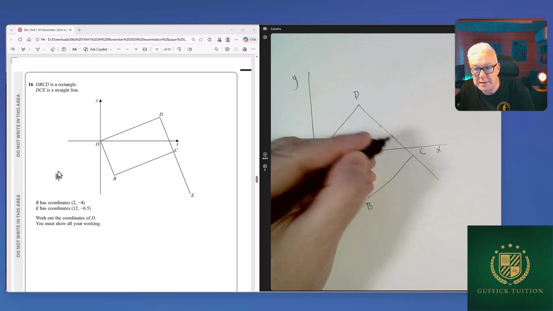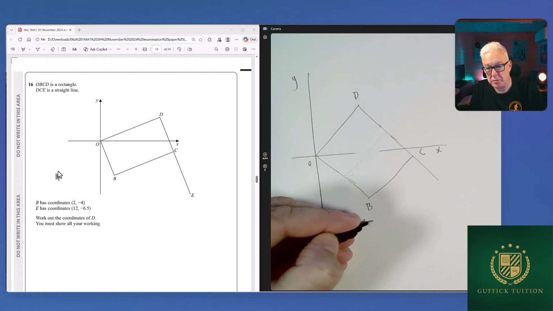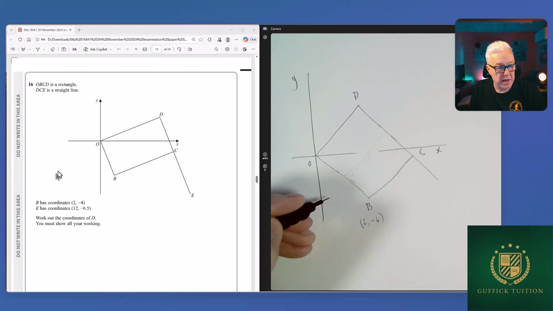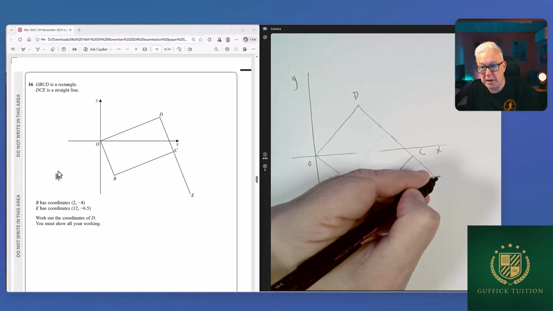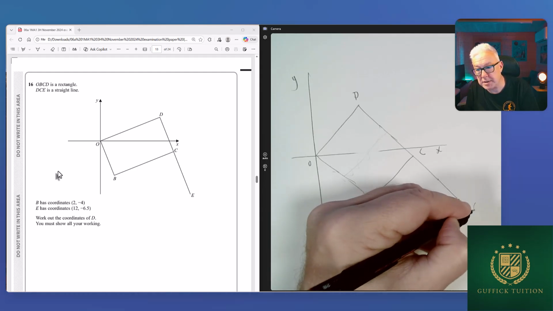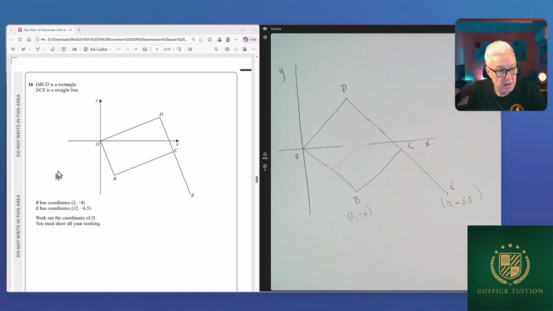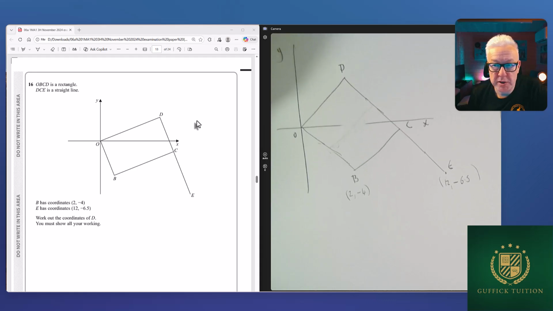Okay, so let's see what it says now. B has the coordinates 2, -4, so 2, -4 there, okay. E has the coordinates over down here, so E has the coordinates 12 and -6.5. Okay, 12, -6.5, that's E there. Work out the coordinates of D. Okay, so we're going to work out the coordinates of D. You've got to show all of your working. Wow, quite an interesting question here. I actually think this is a really tricky, quite an advanced question, this one.